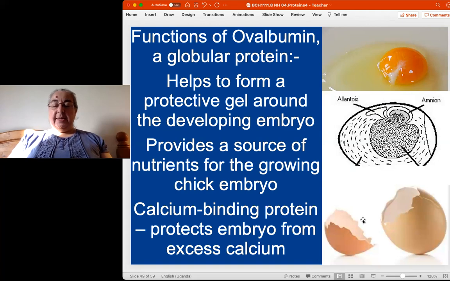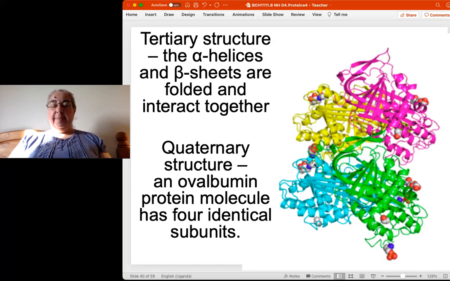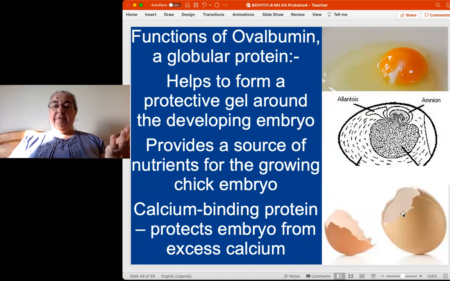It's also a calcium binding protein. I didn't point it out, but if I go back to the diagram here, you can see little space filling molecules on our ribbon diagram here. And each of these is responsible for binding calcium ions, and a high calcium concentration able to reach the growing embryo would be damaging to the growing embryo, would cause it to not form correctly. But the eggshell, the shell of the egg, is made from calcium carbonate, which could dissolve in the albumin and reach the growing chick. So the calcium binding properties of ovalbumin protein protect the chick from excess concentrations of calcium disrupting its growth. Okay, so that's the function of ovalbumin.